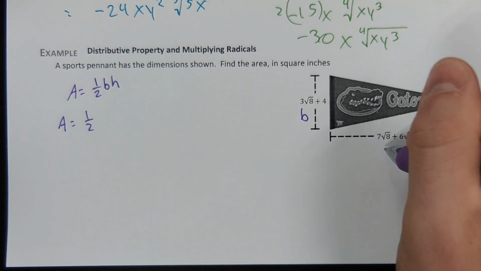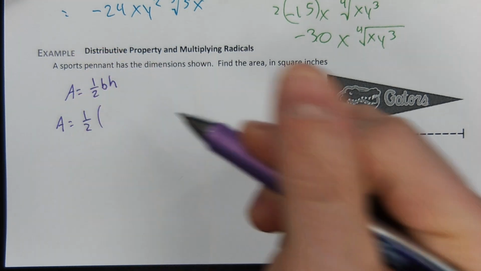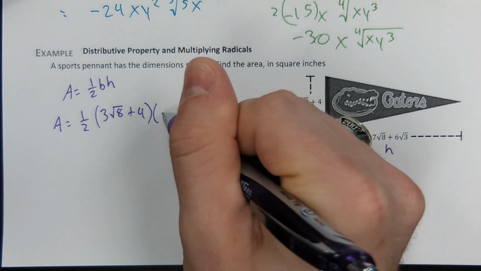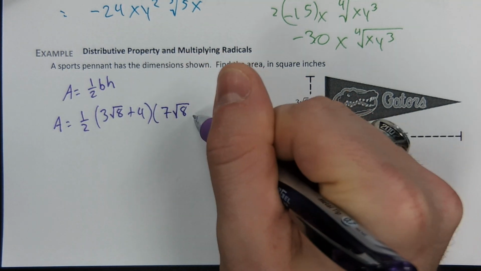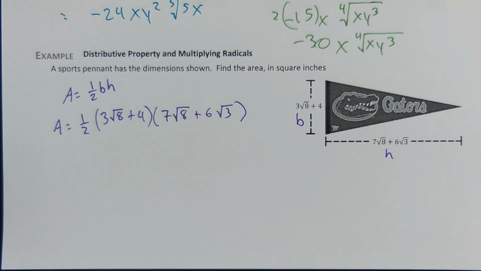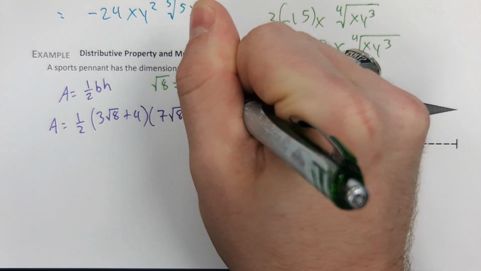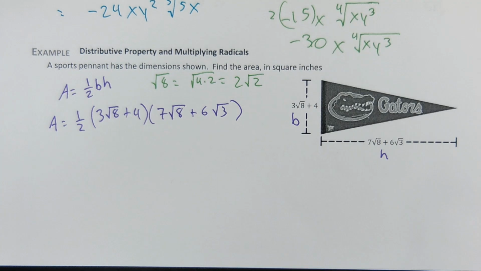This is your base. This is your height. You don't have to, but I strongly suggest that you reduce all of your radicals before you start multiplying. Why? Because you want your numbers to stay small. That's why. The square root of 8 reduces to 2 root 2. But you should already know that, though.